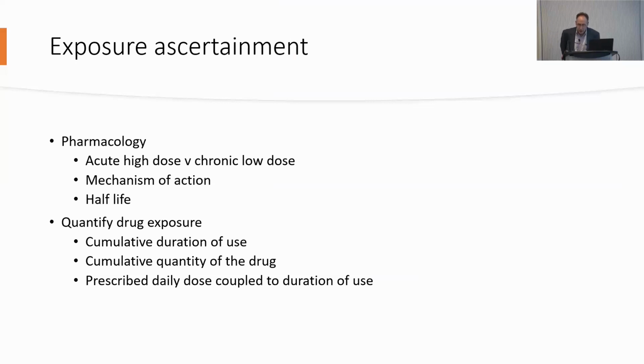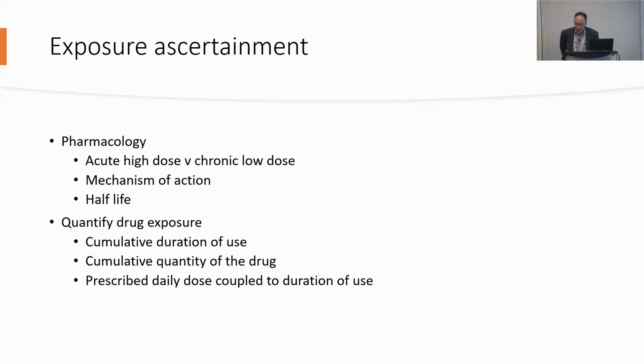First, how will we be capturing dose information? Thinking about how the drug is used and the pharmacology can be useful, whether it is an acute high dose or a chronic low dose. What is the mechanism of action? Is it affecting an important pathway? Is it causing inflammation? What is the half-life of the drug? Does it build up in certain cells or is it cleared quickly? All these biological and pharmacological characteristics can help in determining the appropriate way to quantify drug exposure in the study.